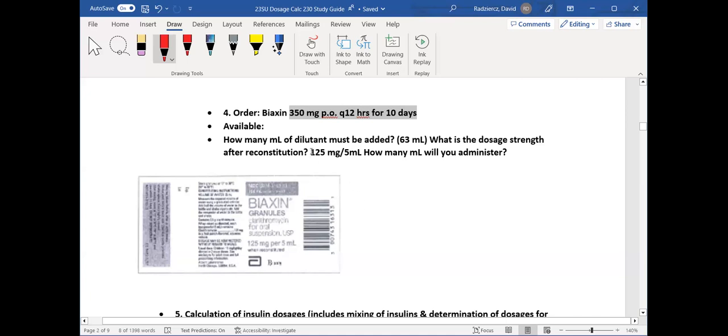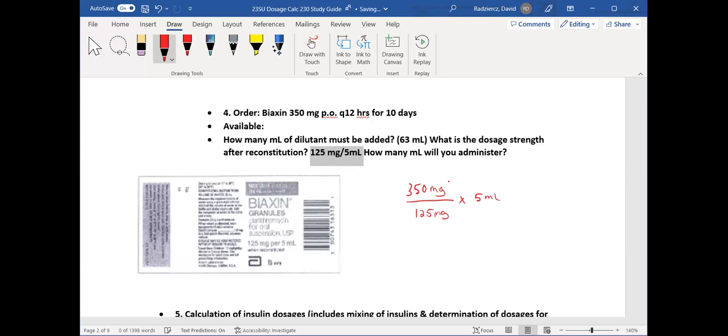But notice that the available after it's been reconstituted, it tells you 125 milligrams per 5 mL. So if I'm doing this particular problem, if the question is how many milliliters or how much would you administer, or how much would you mark the syringe, whatever the case may be, I'm going to do the same thing we did in the previous problem. I'm going to take my order and I'm going to do my available times my quantity.